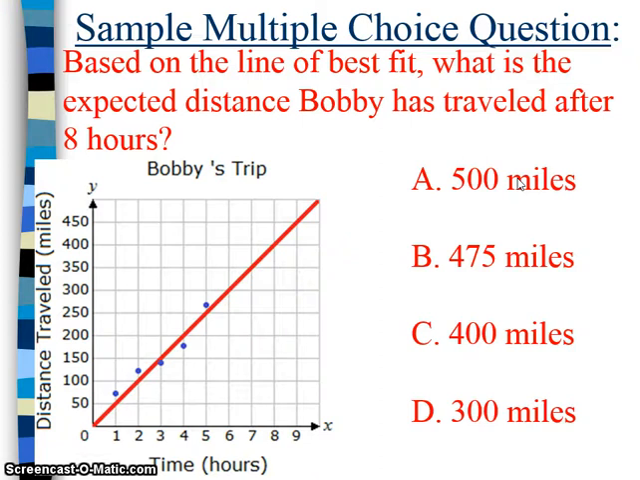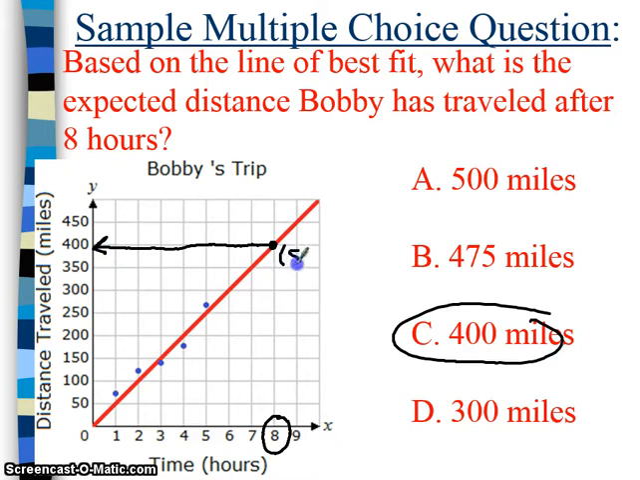Let's begin by looking at this sample multiple choice question. It reads, based on the line of best fit, what is the expected distance Bobby has traveled after 8 hours? So in other words, we're looking for the number of miles that he traveled after 8 hours. If we look on the x-axis, this is the value, 8 hours. If we go up on our line of regression, we can see that at 8 hours, the distance traveled would be 400 miles. In other words, this ordered pair is 8 hours, 400 miles have been traveled.